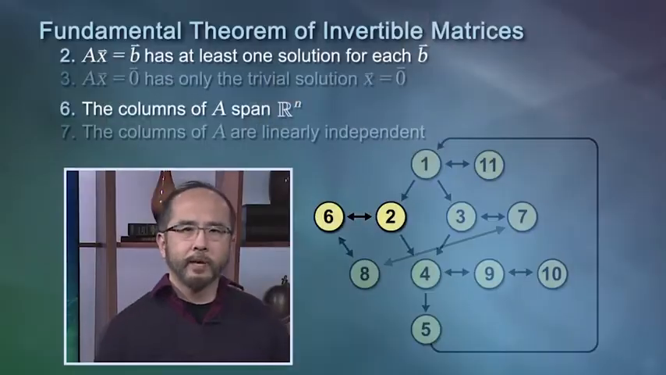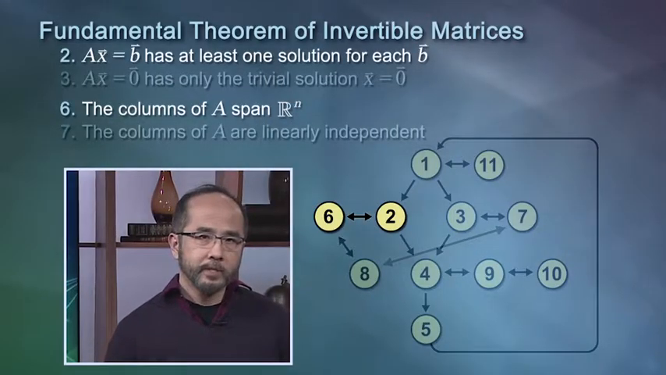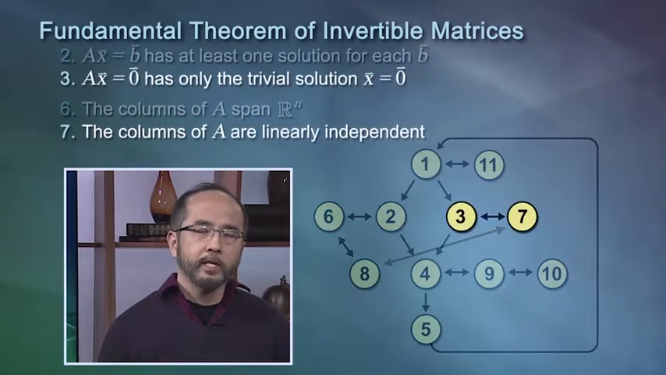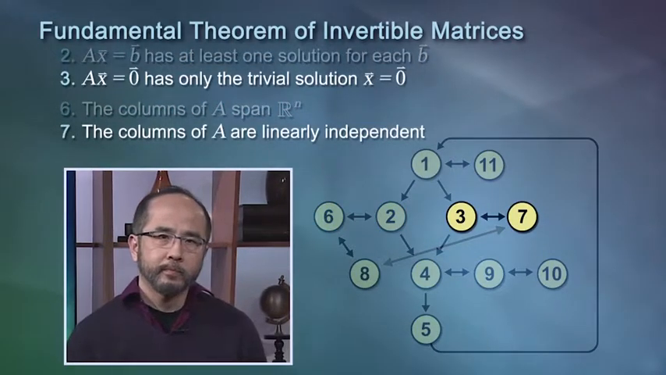Now we'll add a few more statements to the mix and show they too are equivalent to the matrix A being invertible. We can use a fundamental correspondence between a vector equation and a matrix equation to show that statement 2 is equivalent to statement 6 and 3 is equivalent to statement 7.